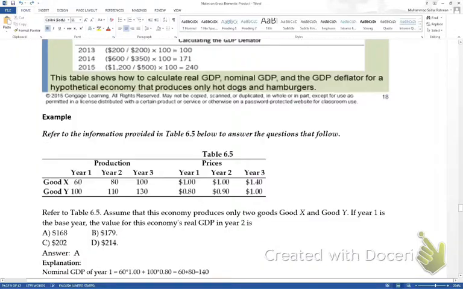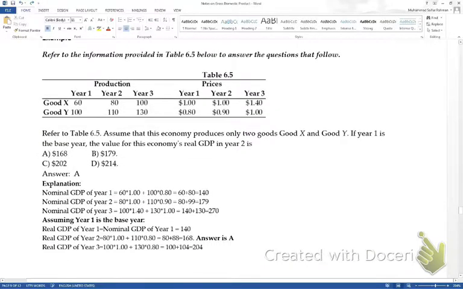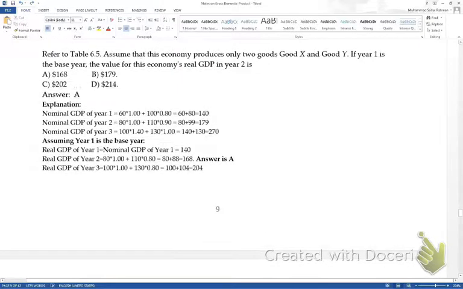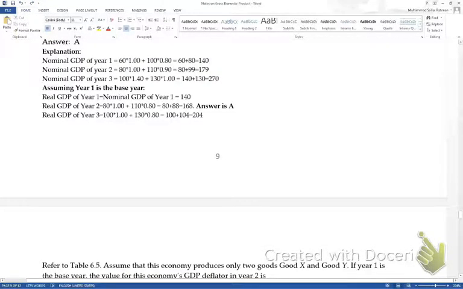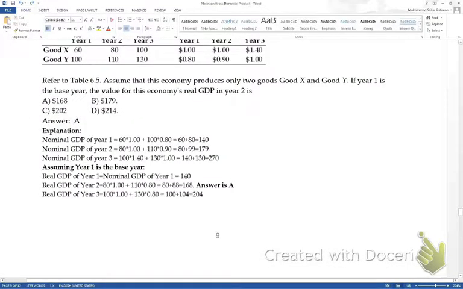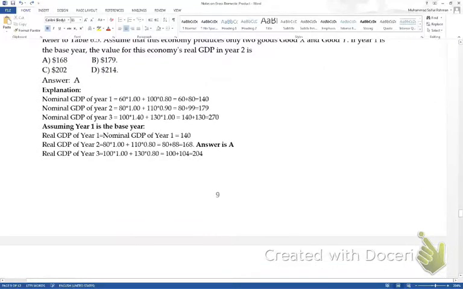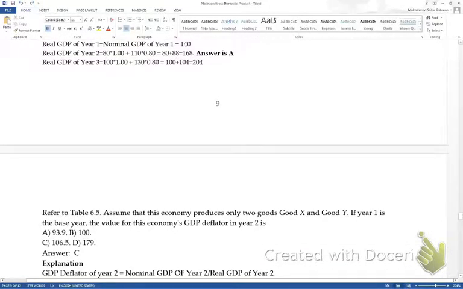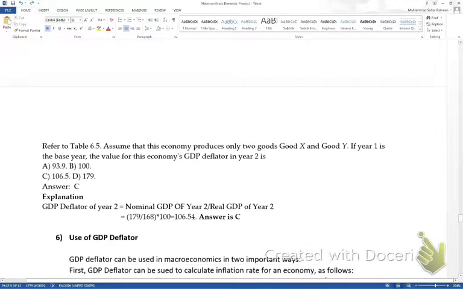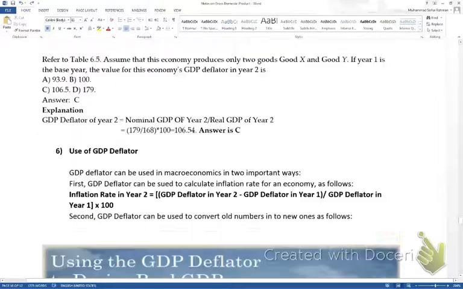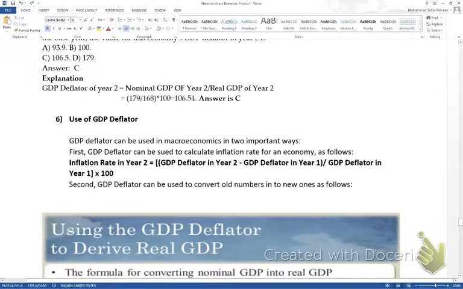We have another example available here. I'm going to skip this example because it looks identical to the one that we just did. Please do this on your own and convince yourself that the answer makes sense. You can also calculate the GDP deflator, which is also explained in the slides.